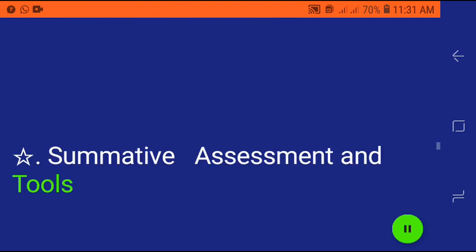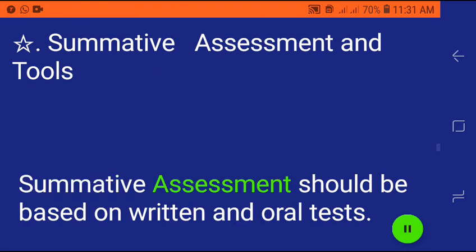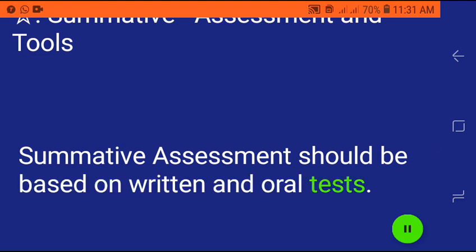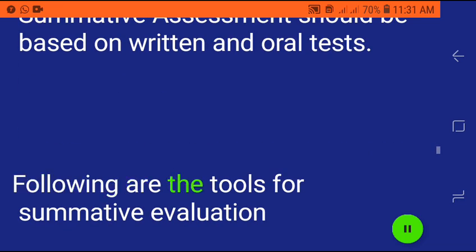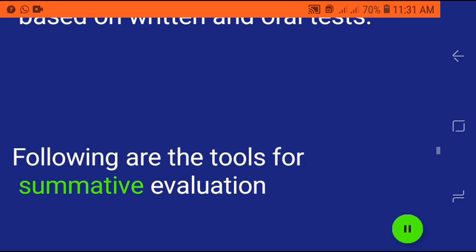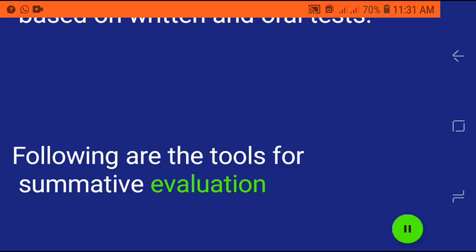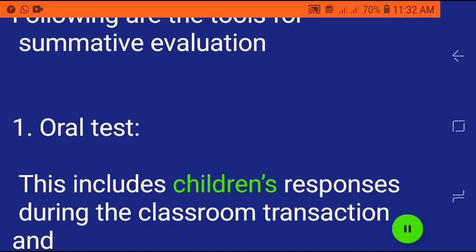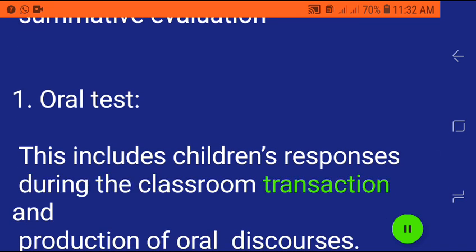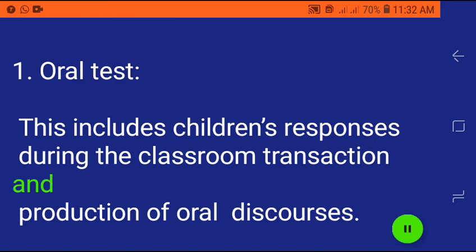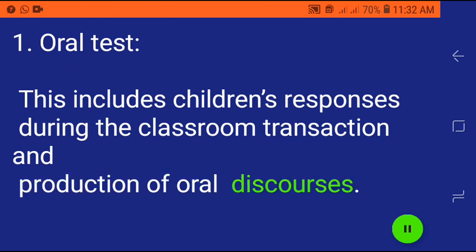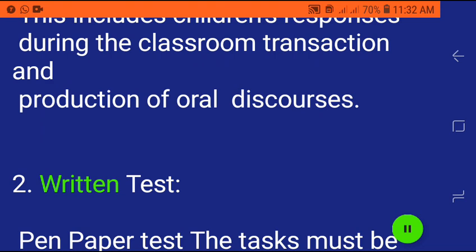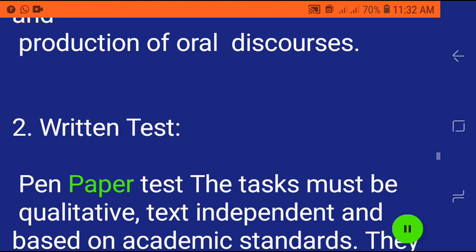Summative assessment and tools. Summative assessment should be based on written and oral tests. Following are the tools for summative evaluation. 1. Oral test. This includes children's responses during the classroom transaction and production of oral discourses. 2. Written test. Pen paper test.